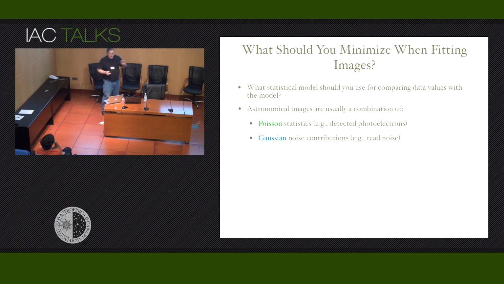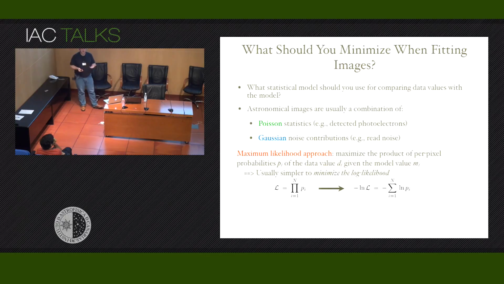Most astronomical images typically have two noise regimes, two sources of noise. One is Poisson statistics, those are your classic detected photoelectrons. And the other is some sort of Gaussian noise contribution from sources such as read noise, although you don't always have this. For instance, if you have an X-ray detector, those often have essentially no noise.